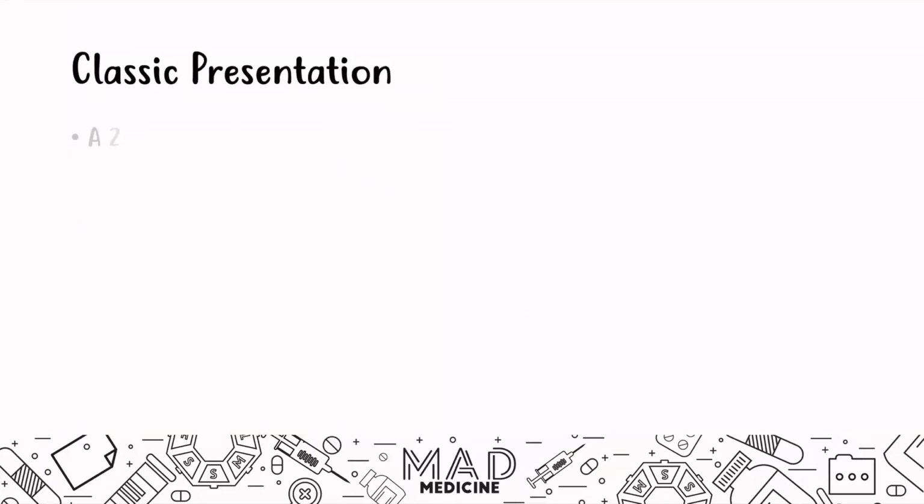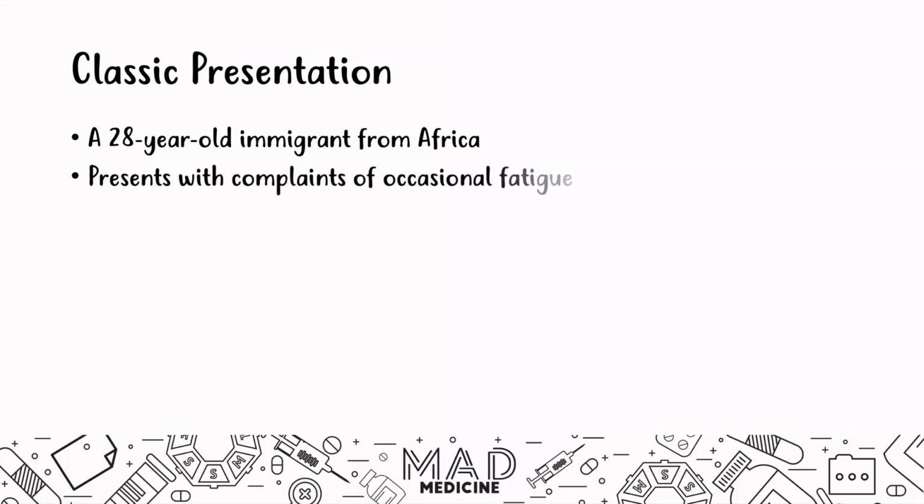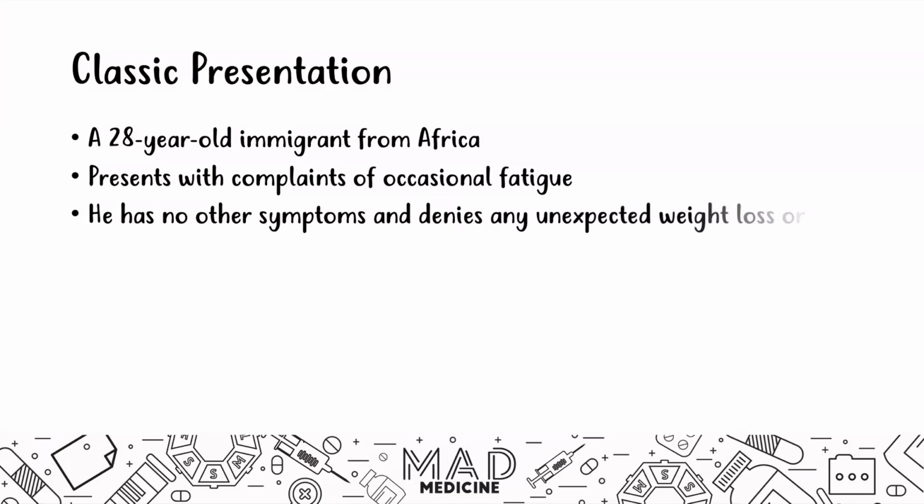So then a classic presentation that you should know for the boards for step 1 is going to be a 28-year-old immigrant from Africa who presents with complaints of occasional fatigue. Now, he or she is not going to have any other symptoms, and they're going to deny unexpected weight loss or night sweats. Now, usually when I think Africa, I think of malaria.